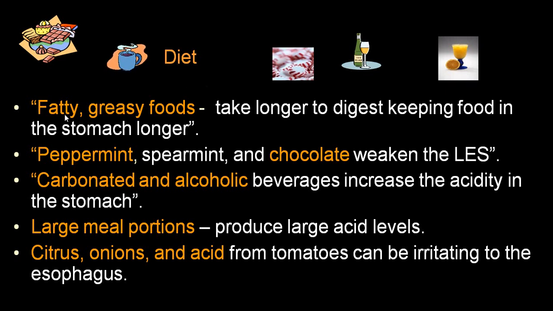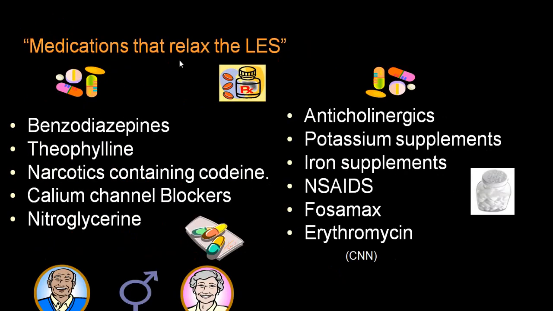So these are all the food materials which can increase the chance of GERD. Among diet, fatty diet, greasy foods, peppermint, chocolates, carbonated drinks, alcohol, large meals, citrus fruits, onions, and acidic material like tomatoes can irritate the esophagus. Medications, some of the medications, particularly NSAIDs, erythromycin, calcium channel blockers, nitroglycerin, benzodiazepines, theophylline, narcotics like codeine, etc. can also increase the chance of GERD.